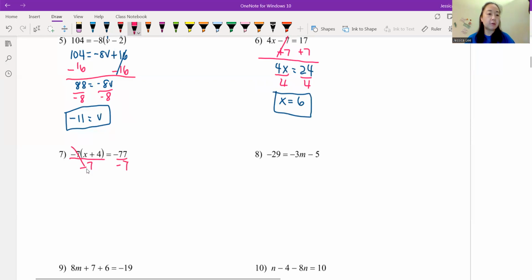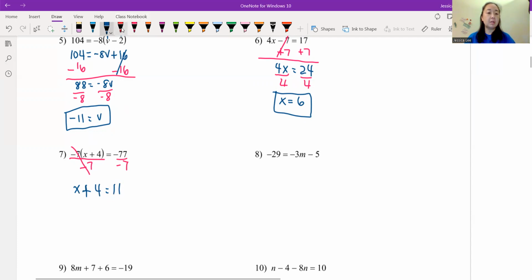And then the -7 over -7 is just 1. And so all we're going to have left is just X plus 4 is equal to, not negative, sorry, is equal to +11. The advantage to this is that you have much smaller numbers. So do you see, like up here, we had to deal with 8, 16, and 104. Here we have like 4 and 11. You see, it's like smaller numbers.